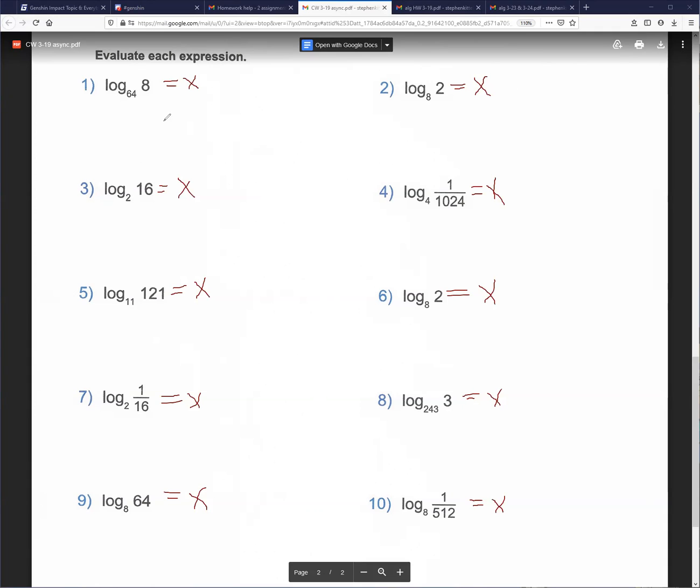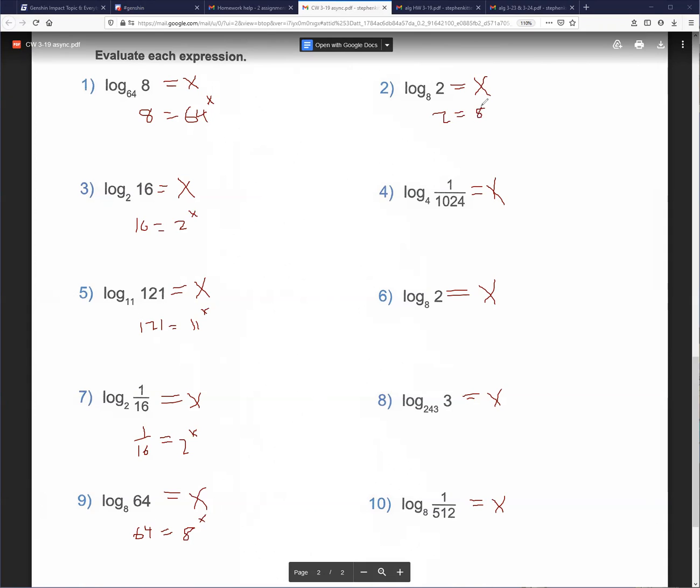All right, and then we will write these in exponential form. So 8 equals 64 to the x. 16 equals 2 to the x. 121 equals 11 to the x. 1/16 is equal to 2 to the x. 64 is equal to 8 to the x.